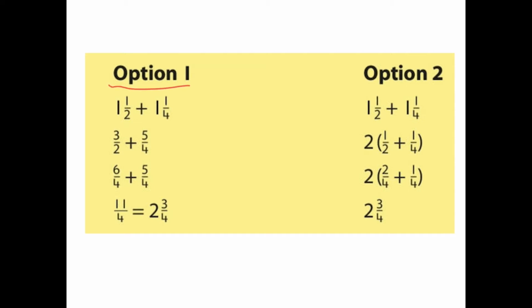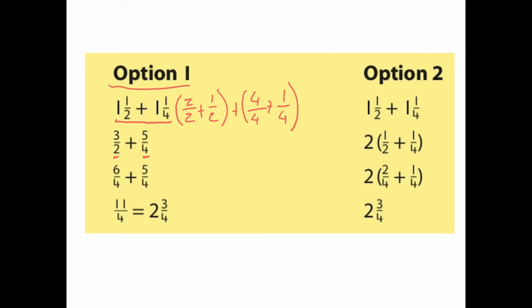what we do here, first of all, is we change our 1 1/2 and our 1 1/4 into improper fractions, okay? So what they're saying is that 1 is the same as 2 halves, so 2 halves plus 1 half. And then they're saying that 1 is 4 quarters, so 4 quarters plus 1/4. Okay, so that's where they're getting their 3 halves and their 5 quarters from, because they're adding those together.